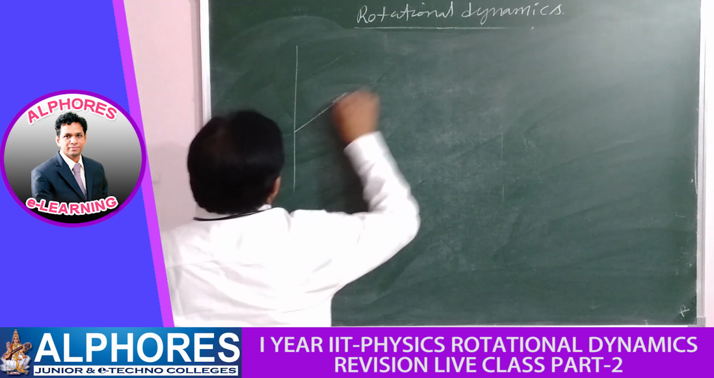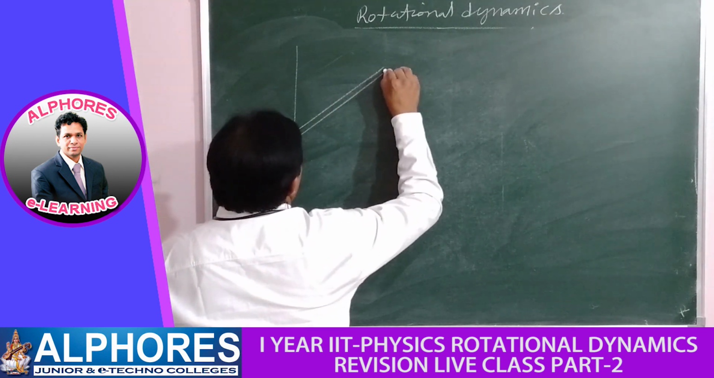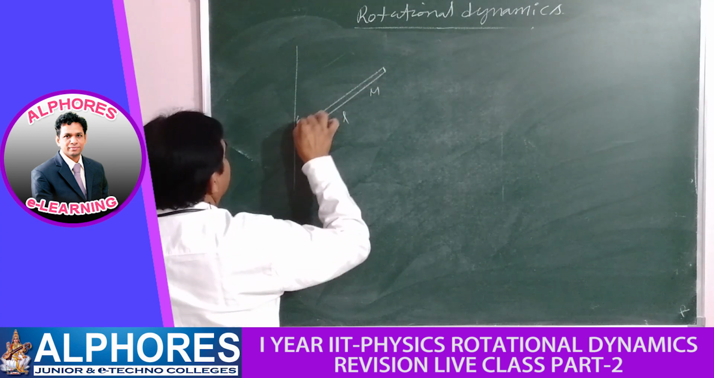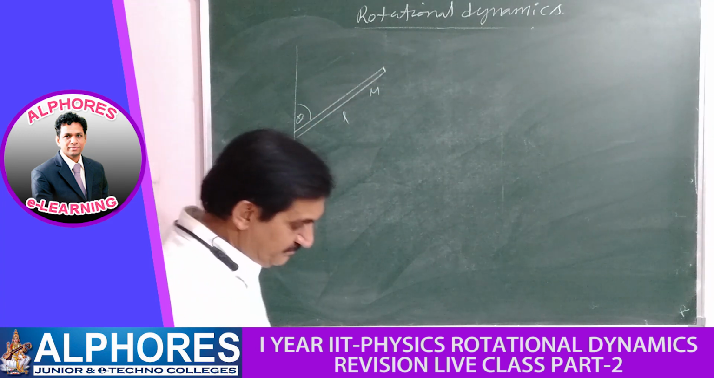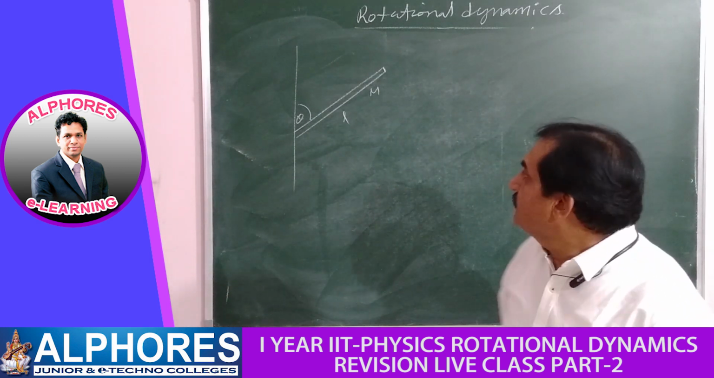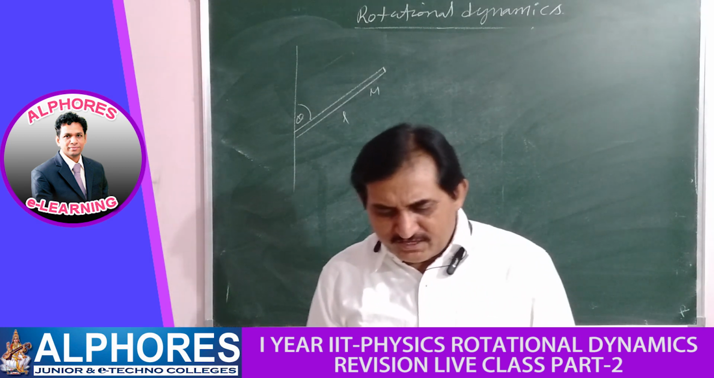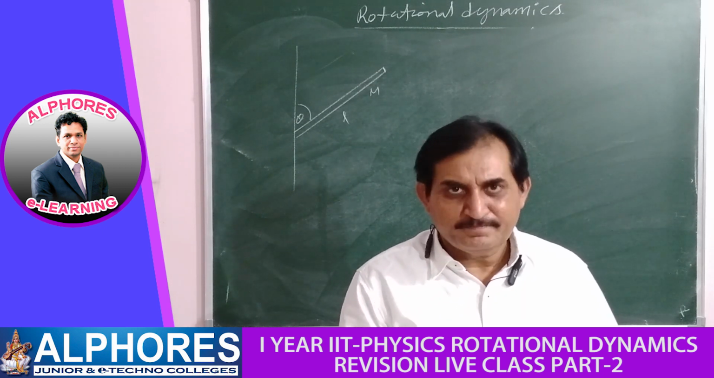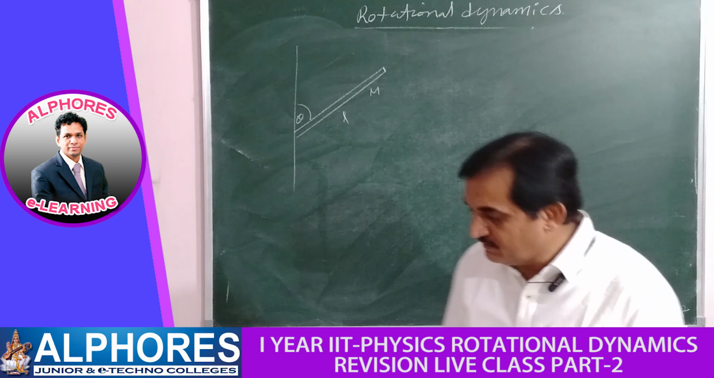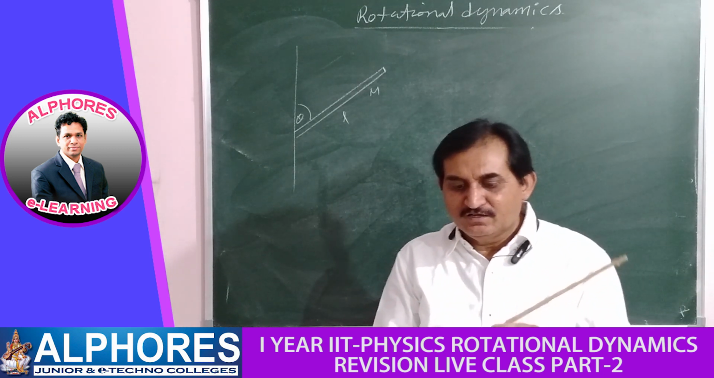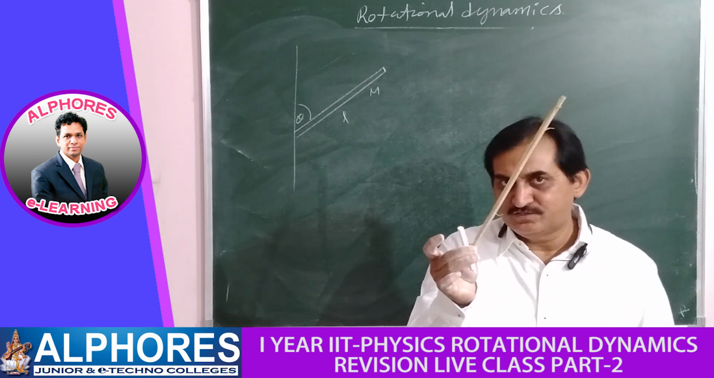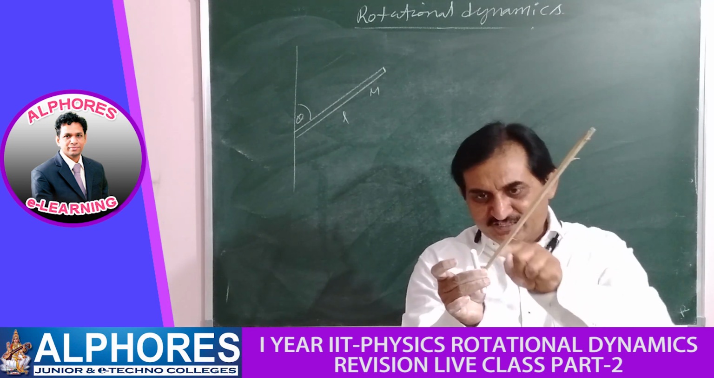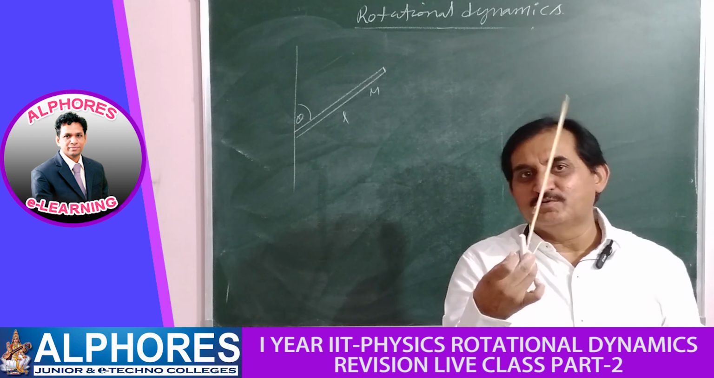Suppose the rod is at a certain inclination, its length L and mass m, making a certain angle theta. Earlier the rod was exactly perpendicular to the axis of rotation. In such a case, the method we know. But here, the rod is not perpendicular. It is at a certain inclination like this. This is the axis and this is the rod. Here the angle given is theta. In this case, how do you find the moment of inertia?